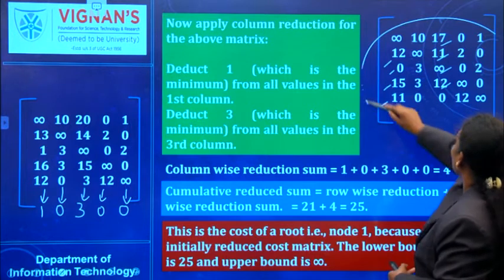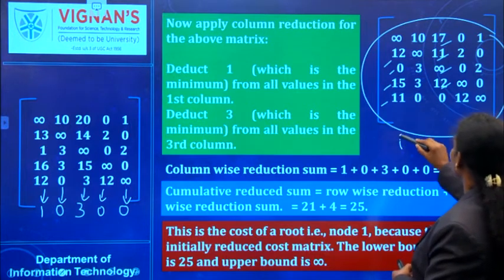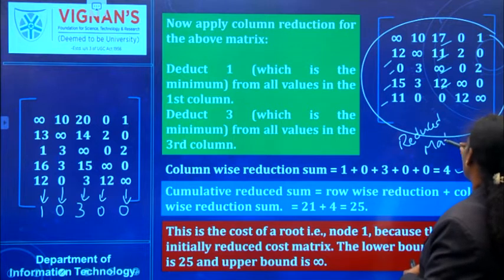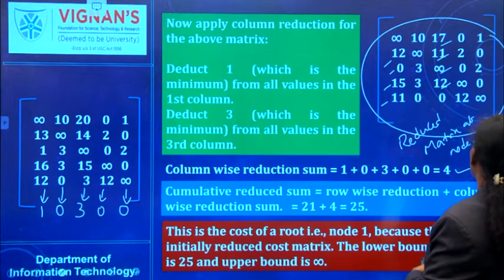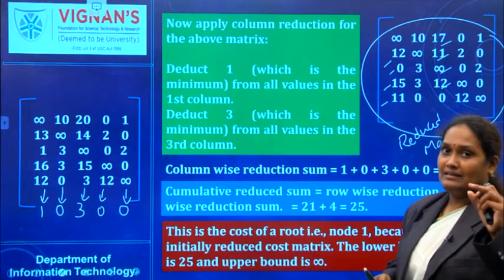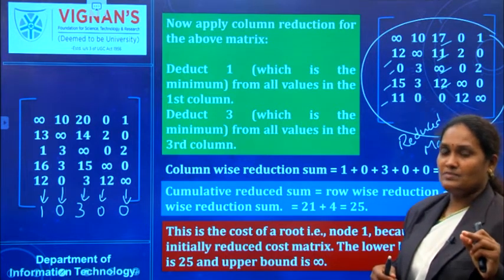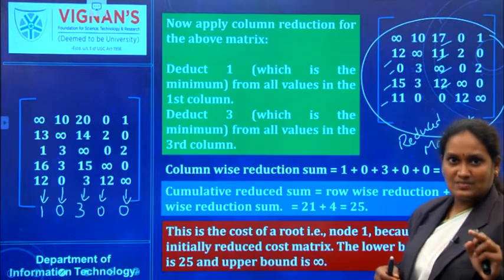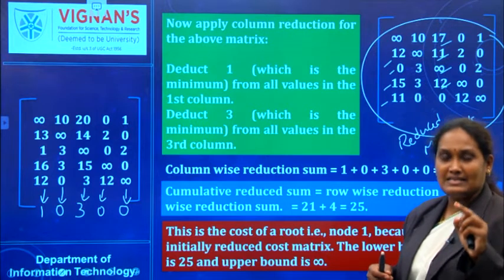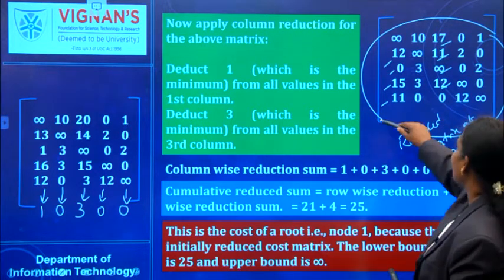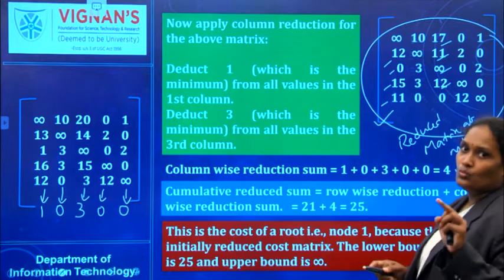And this is the reduced matrix at node 1. Why are we considering node 1? In all traveling salesperson problems, the source node is taken as 1. That is, the salesperson starts the tour from node 1 itself. So that's why we are considering this as the reduced matrix at node 1.